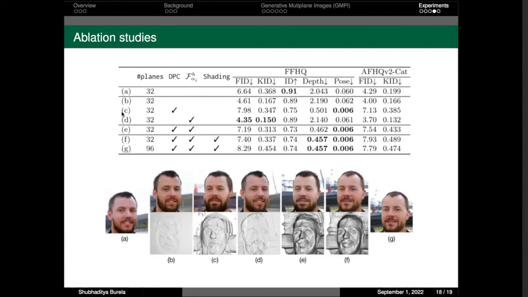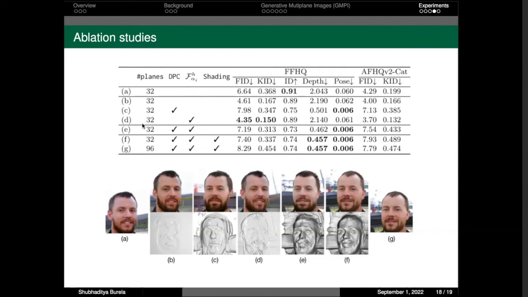Now, the major changes start coming when we see from this C part and onwards. In the C sub, we see that DPC is included. DPC is the discriminator conditioned on the pose. So it performs well on the depth and the pose, but fails to produce realistic structures in the alpha map. So we can see as soon as we include this DPC, the depth and the pose scores have dropped. This is what is desired.